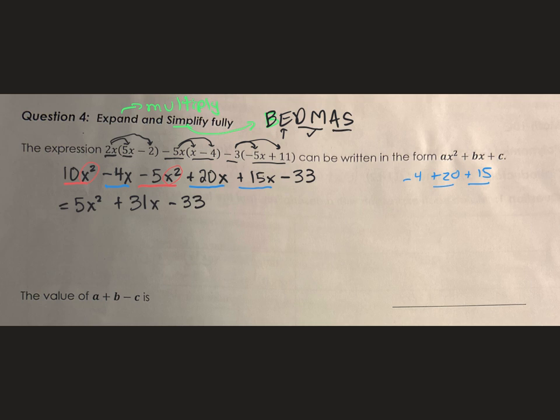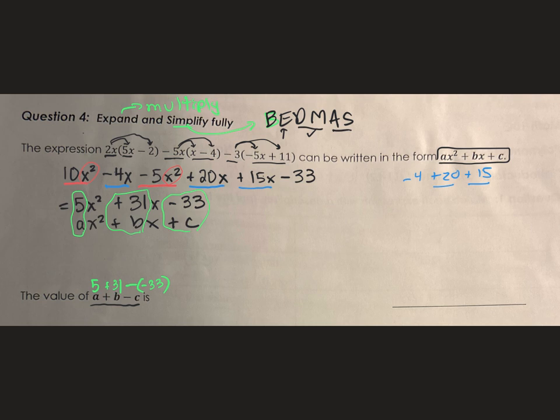Now let's read the question again and see if we answered it. The expression can be written in the form ax squared plus bx plus c; find the value of a plus b minus c. I'm going to write ax squared plus bx plus c right underneath, matching up everything. That means a would equal 5, so I'm going to put 5 above the a in the expression they want us to figure out. b would equal positive 31, so plus 31 for b, and then minus, and c equals negative 33, so minus negative 33.